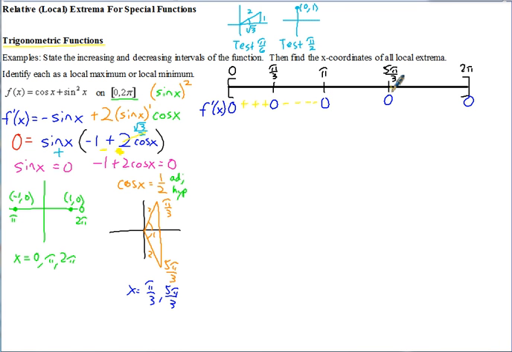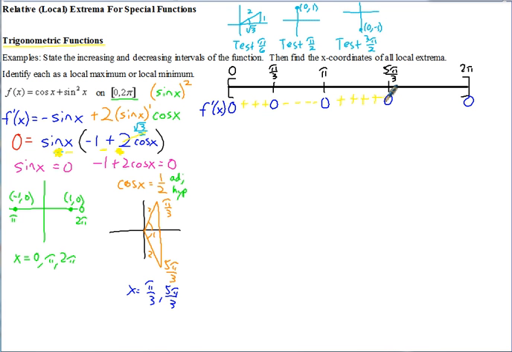In between pi and 5 pi over 3, probably the easiest thing to test would be 3 pi over 2. And there you don't have to draw the triangle, it's just at the bottom there. The coordinates are 0, negative 1. So sine there is a negative 1. And cosine is 0 again. So that just leaves you with a negative 1. Negative times a negative is positive.